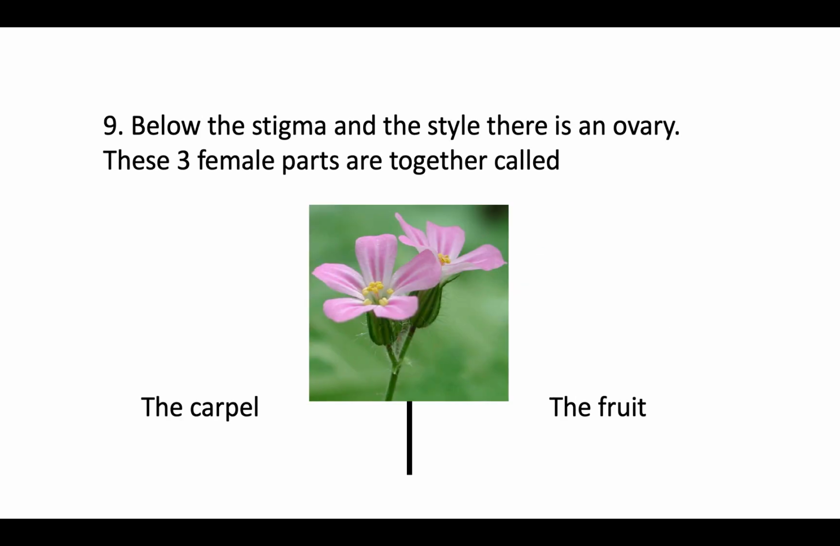Brilliant. Number 9, below the stigma and the style there is an ovary. These 3 female parts altogether are called A, the carpel, or B, the fruit. Okay, so those parts all together are called, is it A, the carpel, or B, the fruit? Get your answer down, kiddos. It's A, the carpel.